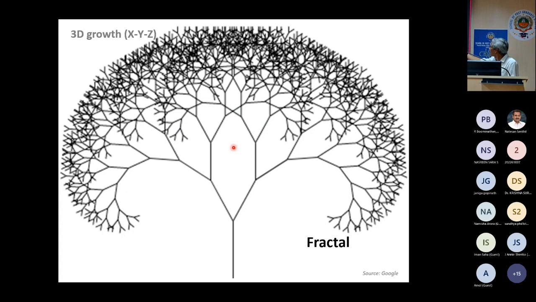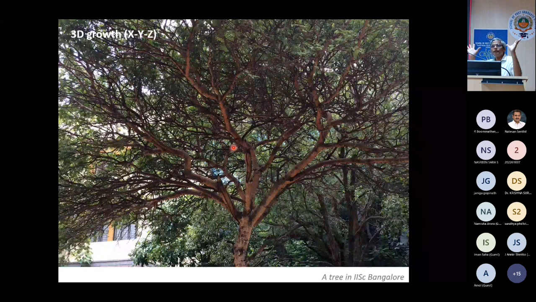This is a tree in front of the aerospace department in IIT. You see how nicely it has filled a three-dimensional space. Lots of air inside, so that it can exchange oxygen and carbon dioxide. It can get plenty of sunlight.